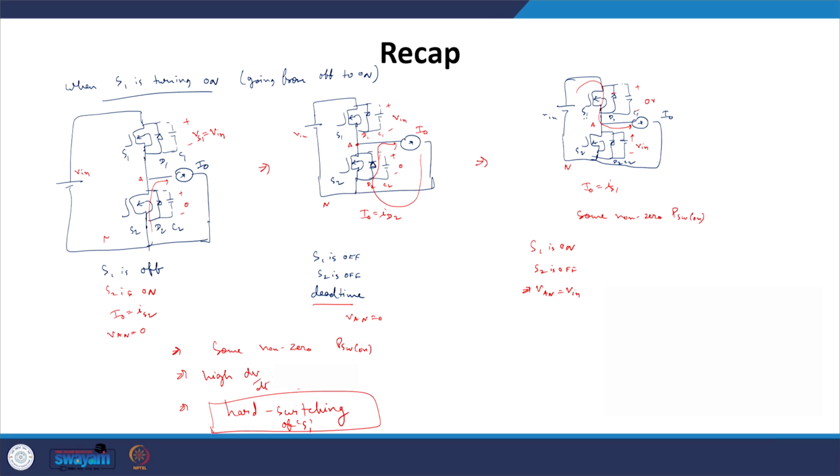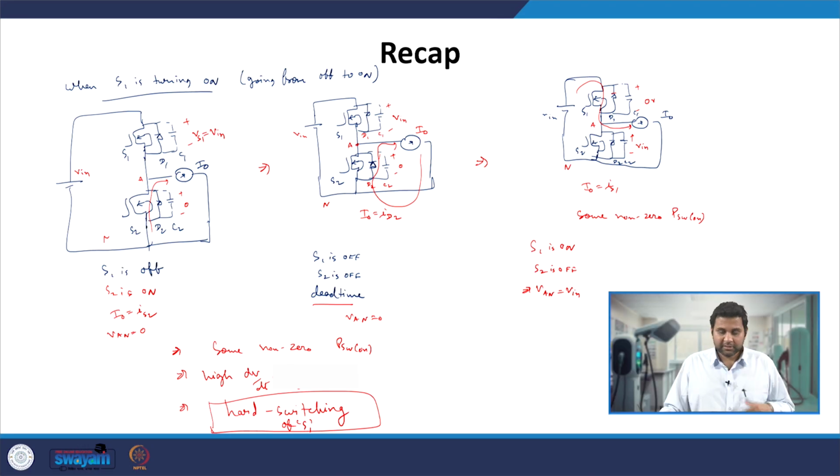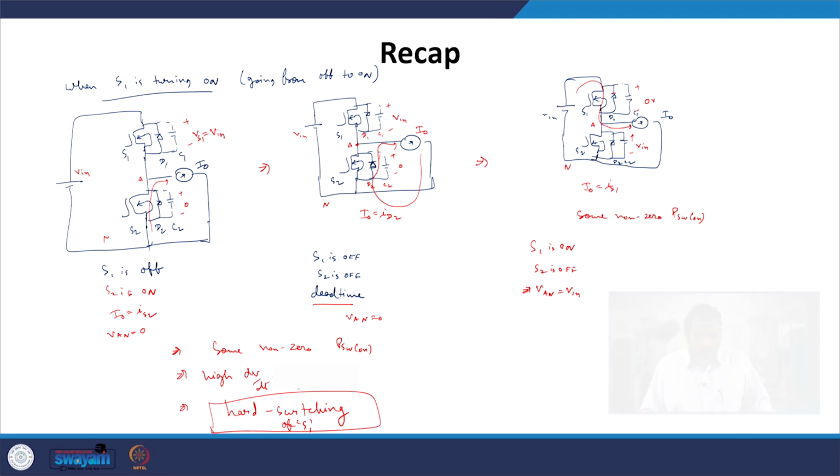It depends upon how fast you are turning on S1, that is, the rate of excitation of the gate to source voltage. That's why this S1 switch turns on with finite losses as well as a good amount of dV/dt between points A and N. So you will see that this switch experiences hard switching. However, the S2 switch achieves soft switching during turn on. These are the things we have studied in detail in the last session.